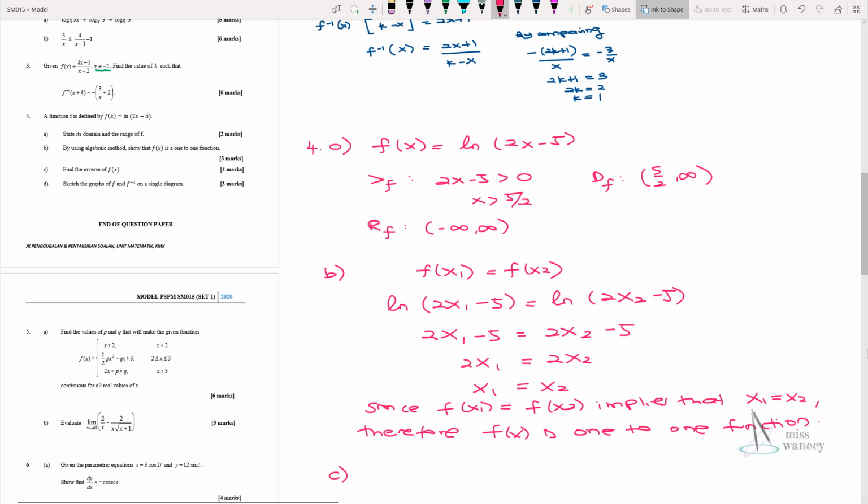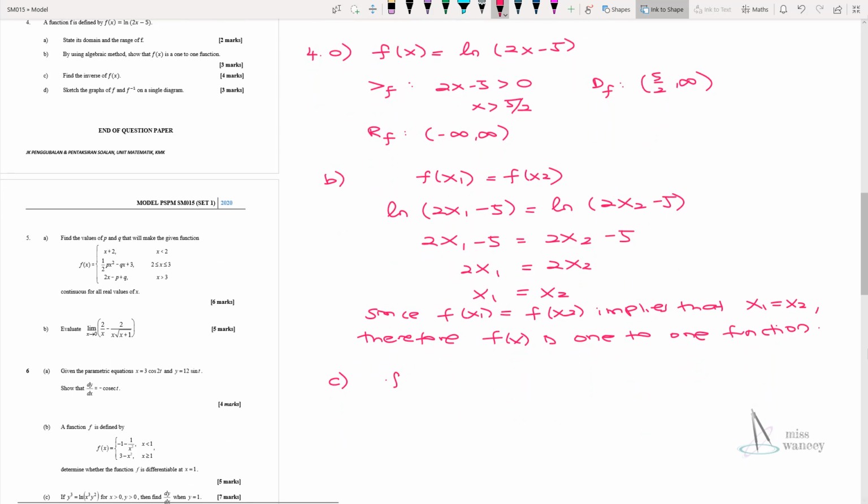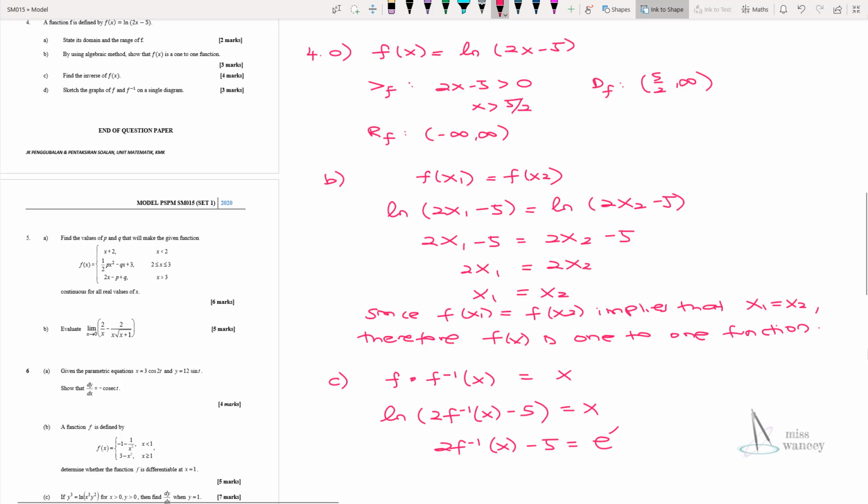I'm going to do f composite with f inverse equal to x. So ln of 2 f inverse of x minus 5 equal to x. So 2 f inverse of x minus 5 equal to e to the power of x. So f inverse of x will be equal to (e to the power of x plus 5) over 2.